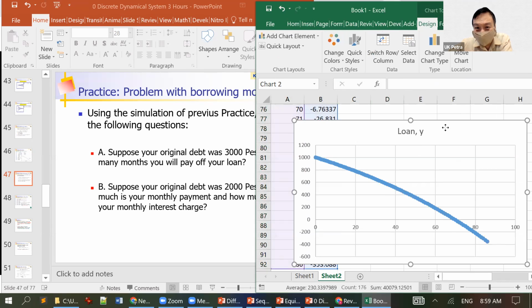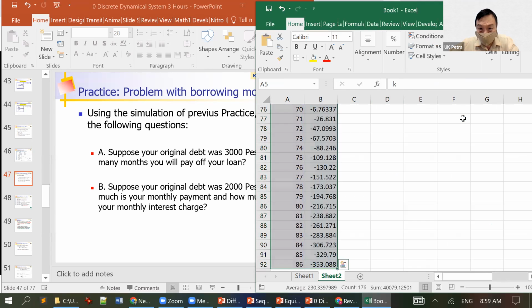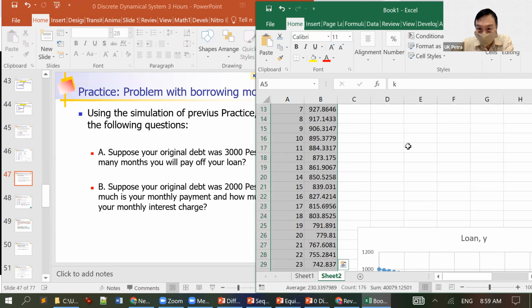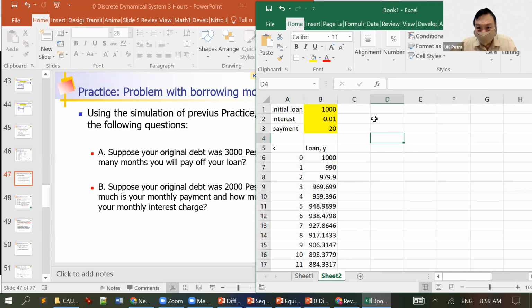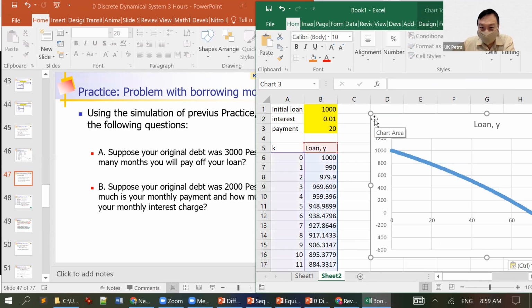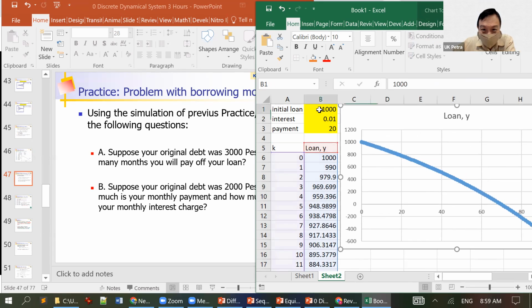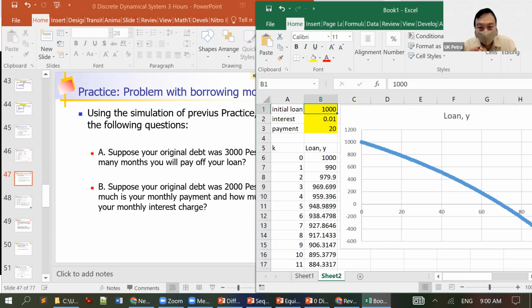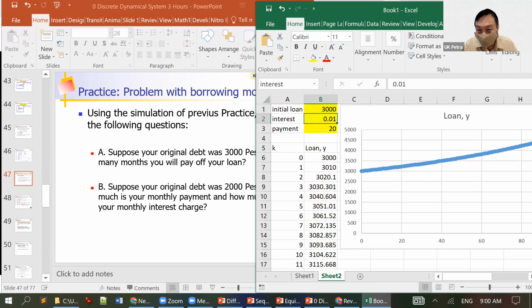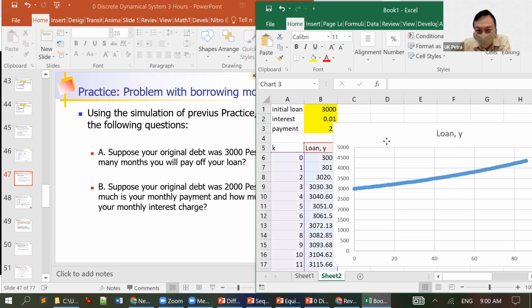Okay, I will plot like this. I will copy this and put it up here. What's the question? The original debt now becomes 3,000. So I'll just change this into 3,000. Ta-da! What is the behavior? Can you see the behavior?